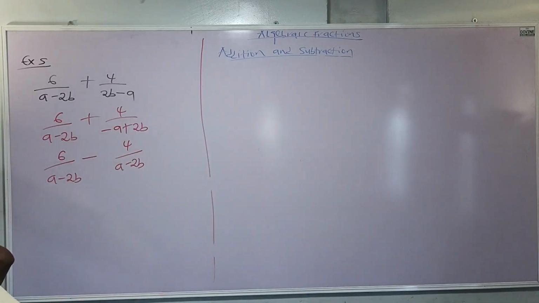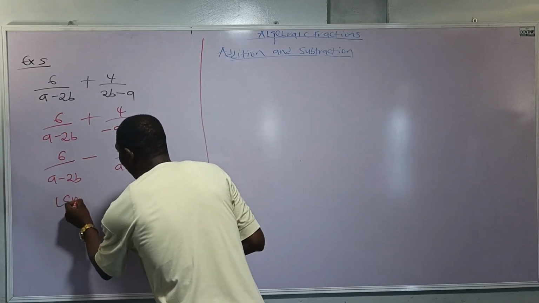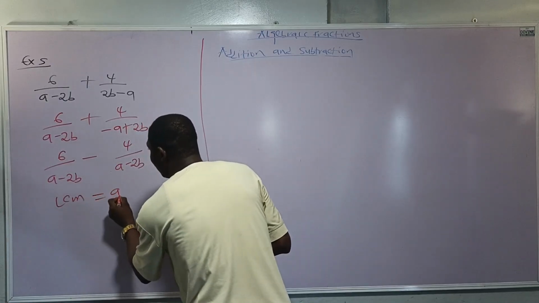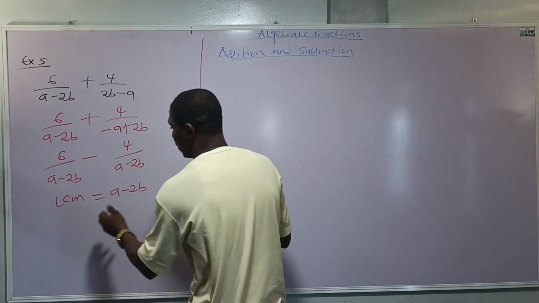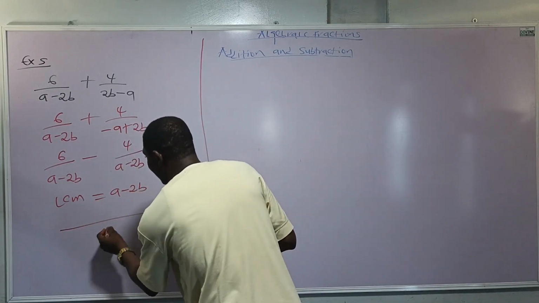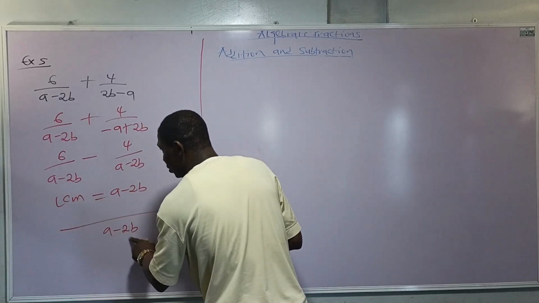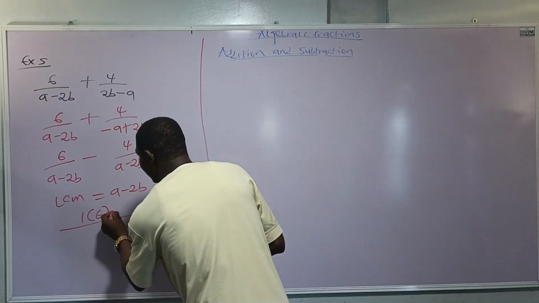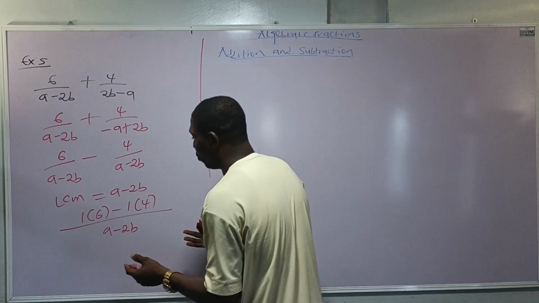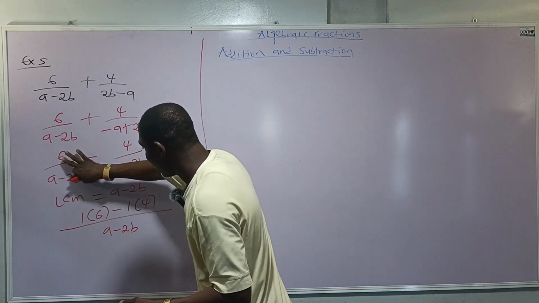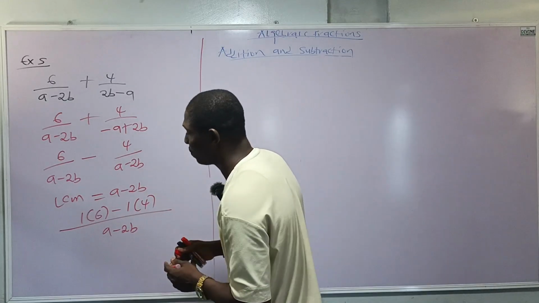So continuing from this, I'll simply have my LCM now as one of them since they are the same, to give me A minus what? 2B. And I'll multiply with my LCM. To make it easier, I can simply have my LCM as A minus what? 2B. If A minus 2B divides this, it will give me 1. I'll have my 6 minus. If this divides this, I will only have 1 bracket 4. It's the same as multiplying the entire fraction with the LCM and putting all over the LCM. So this is a shorter method.